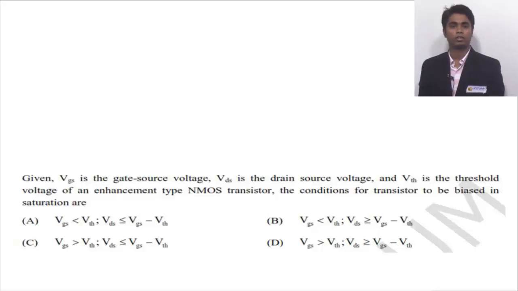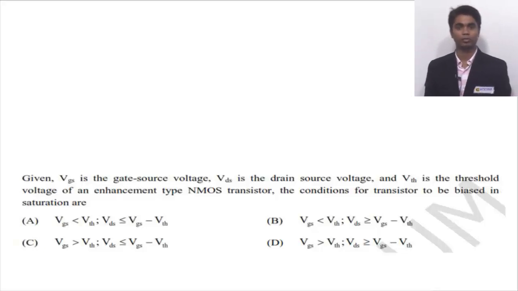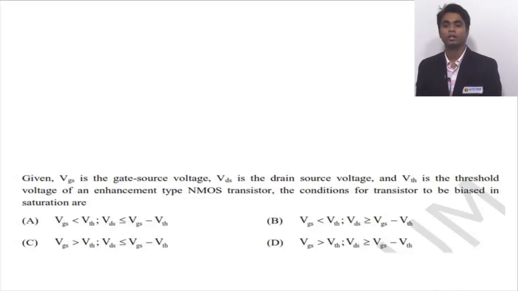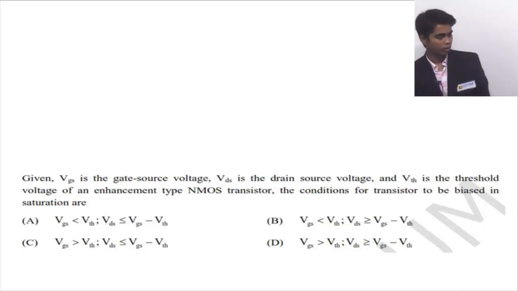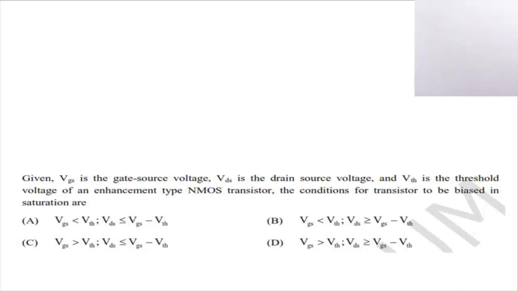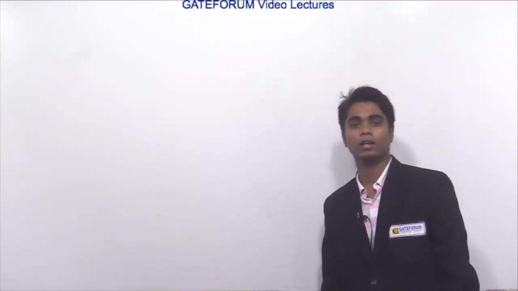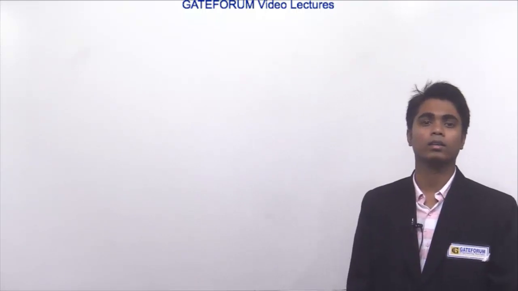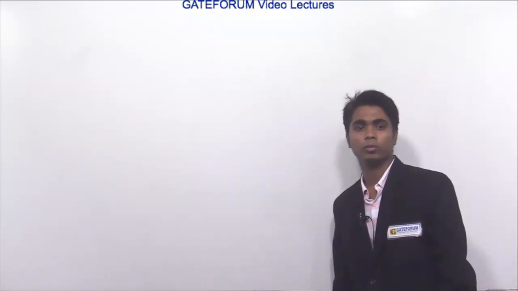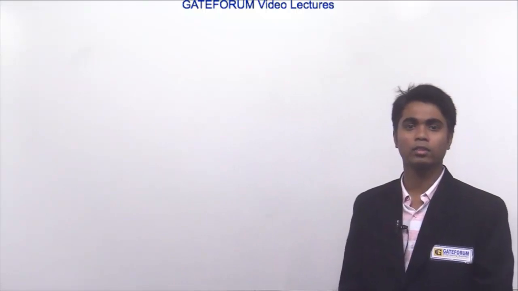Given VGS is the gate source voltage, VDS is the drain source voltage, and VTH is the threshold voltage of an enhancement type NMOS transistor. The condition for the transistor to be biased in saturation are... First thing, they are asking what is the condition for the transistor to be biased in saturation, and one thing is when the inversion layer will be created.